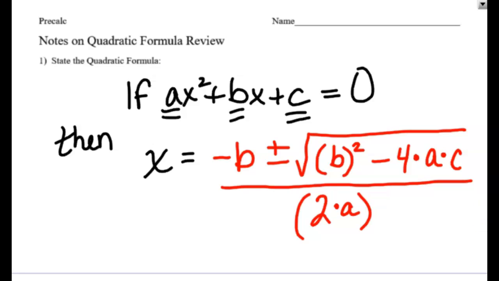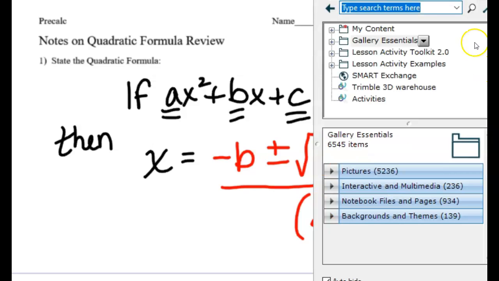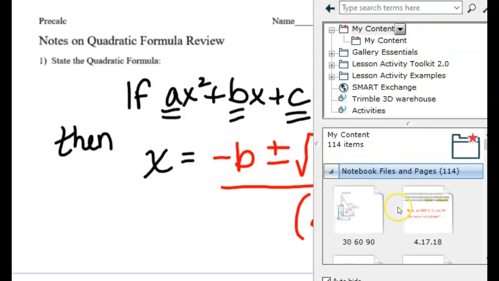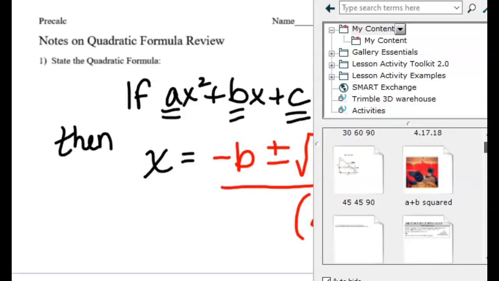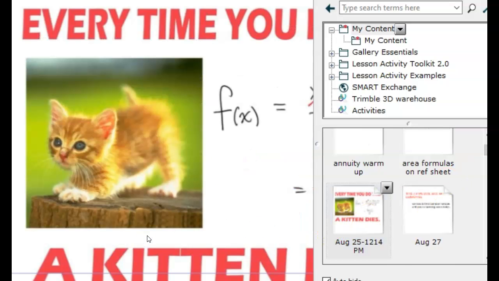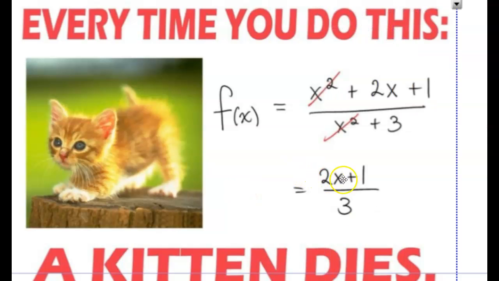Now, we're going to get to a favorite meme of mine today that I don't think I remembered to put in the slides. It's this poor little kitten. I love kittens. Not a cat fan, but kittens are adorable. But it says every time you do this, you kill a kitten.